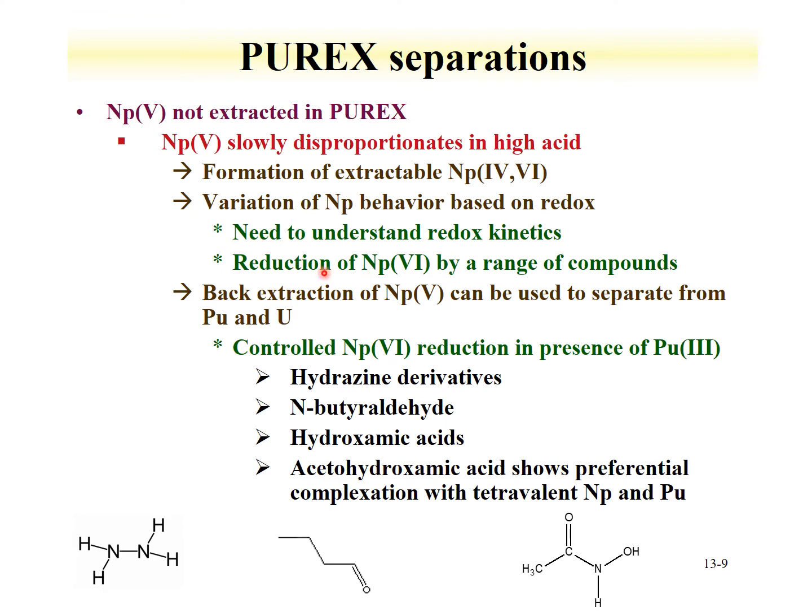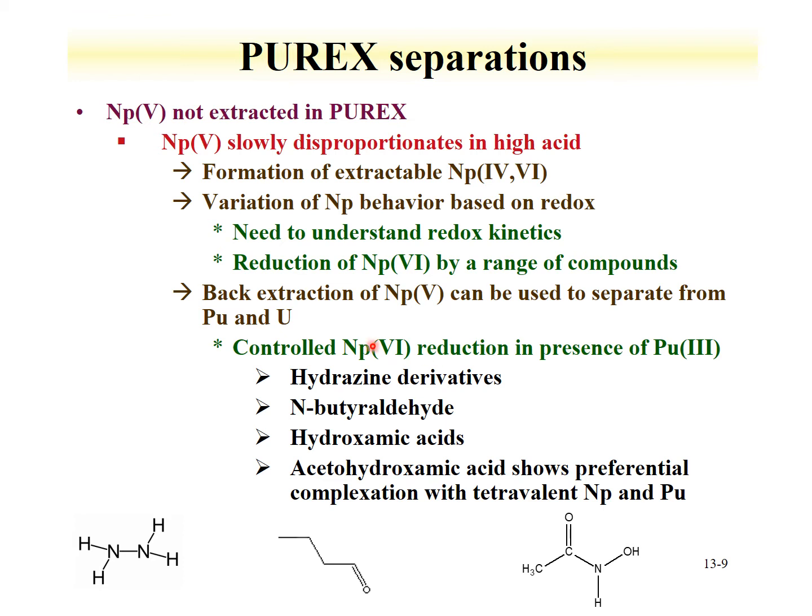and reduction of neptunium-6 by a range of compounds has been explored. One of these compounds is acetohydroxamic acid, which is shown here. Acetohydroxamic acid is preferentially shown to complex with tetravalent species, including tetravalent neptunium and plutonium. And this has been used to help control its behavior in proposed separation systems.